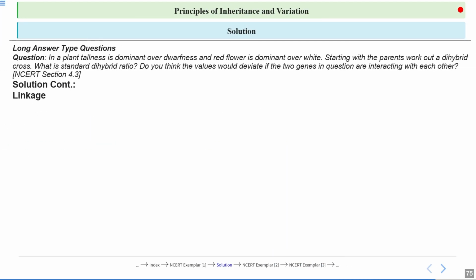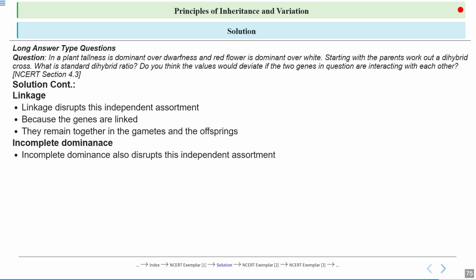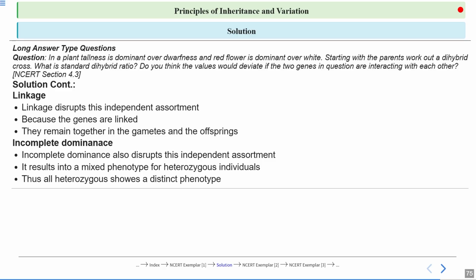Okay. So due to linkage, the genes will not show independent assortment. So you will not get this 9:3:3:1 ratio because linked genes are inherited together and you get more parental combination. In incomplete dominance, neither of the genes is dominant over the other. So in incomplete dominance, what happens? You get the intermediate phenotype in the F1 generation. Clear?